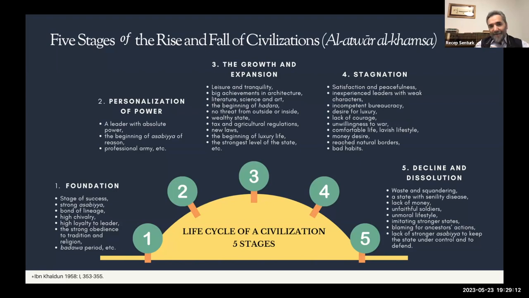And in the third stage, the state grows, civilization expands, people get rich, leisure and tranquility increase, big monuments are built in architecture, and this is what's called Hadara. So the first stage is like Badawa, and then the third stage is Hadara, the civilization, where urbanization increases. People get rich, and they start enjoying a life of luxury. The state becomes very strong, very rich, but there's a paradox. This prosperity, wealth, luxury, they undermine the moral and social foundations of a society. They undermine asabiyya.